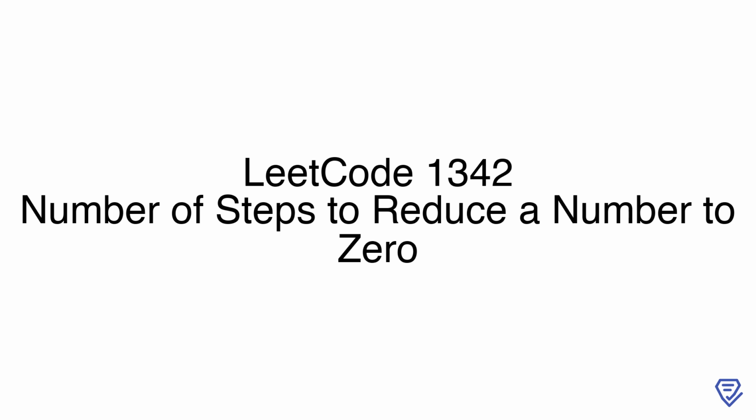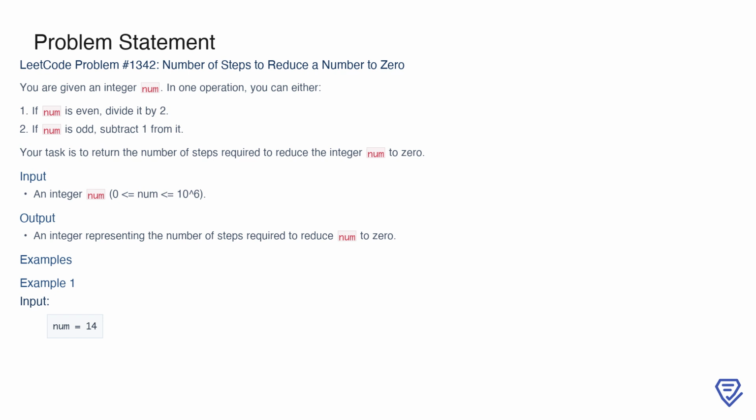Let's dive in. In this problem, you're asked to determine the number of steps required to reduce a given integer, number, to zero. The operations allowed are straightforward. If the number is even, you divide it by 2. If it's odd, you subtract 1. The goal is to repeatedly apply these operations until the number becomes 0 and count how many steps it takes.